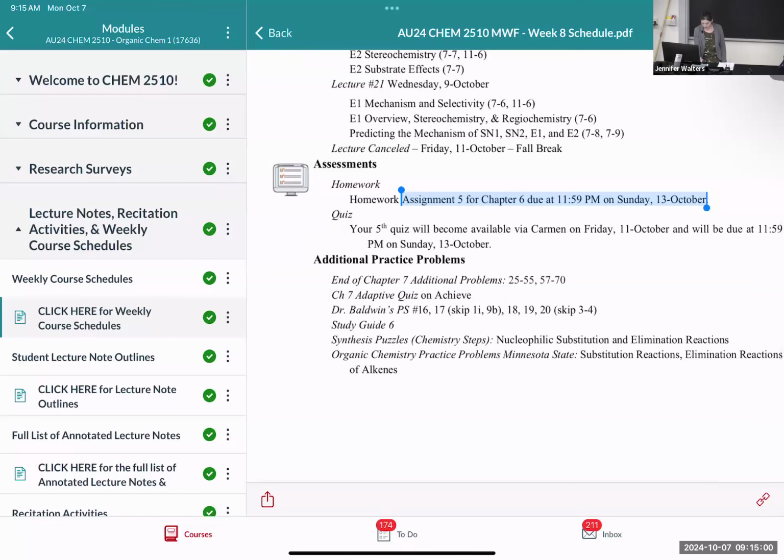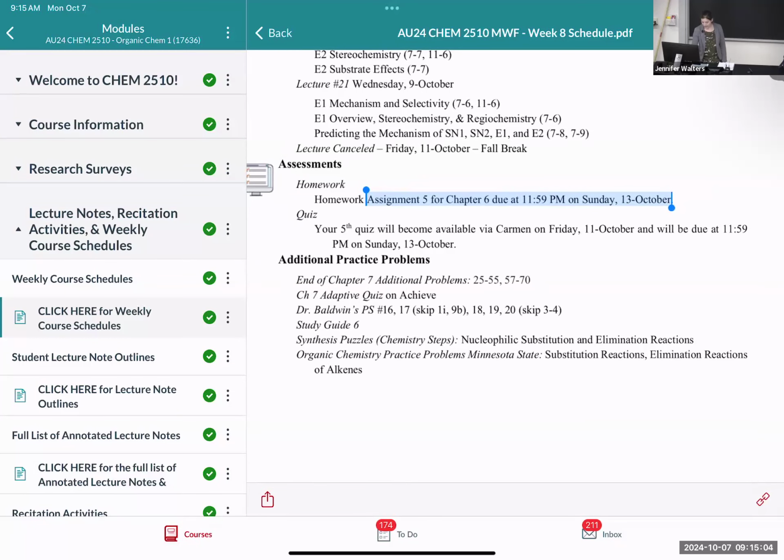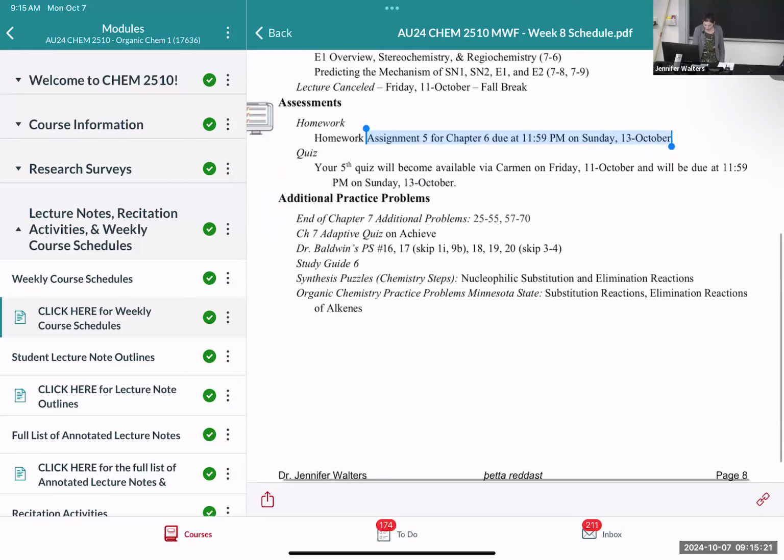So be aware of that. If you are traveling for fall break, then reach out to me and I can give you an extension on this upcoming quiz. If you need an extension for whatever reason, just let me know and I'm happy to do that for you. And then again, here are relevant additional practice problems to look at.